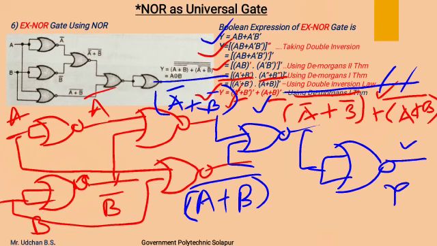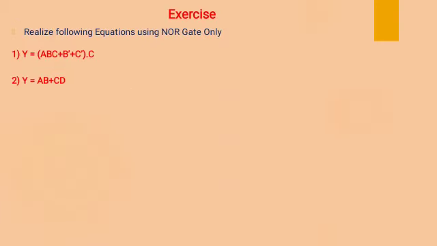Here also we require 6 NOR gates to implement the XNOR. These are the two examples for your practice which we have to realize using NOR gate only.